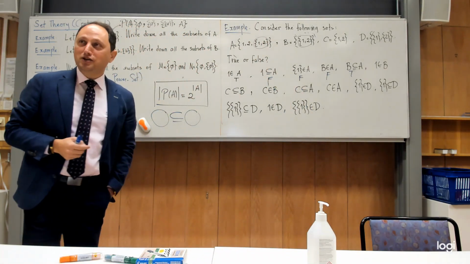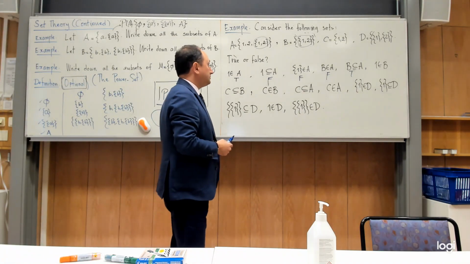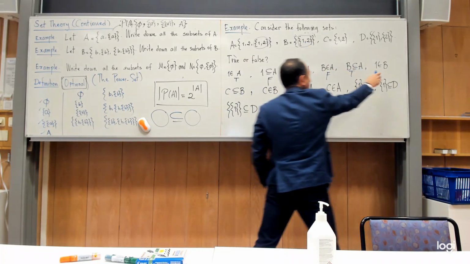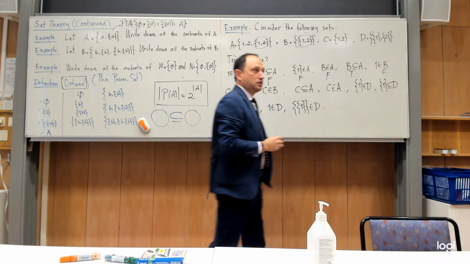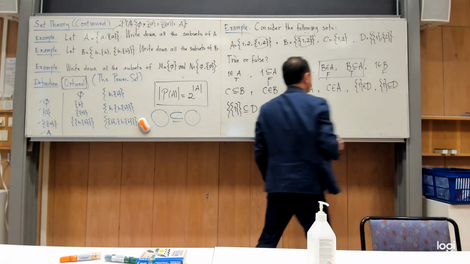So 1 belongs to B. False or true? It's false, yes? Because the only element of B is this guy, which is not this one. So it is easy to detect that this is false. So let me put these two in a box to compare something later.